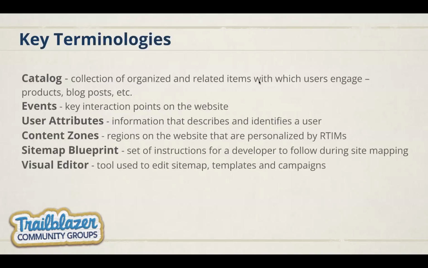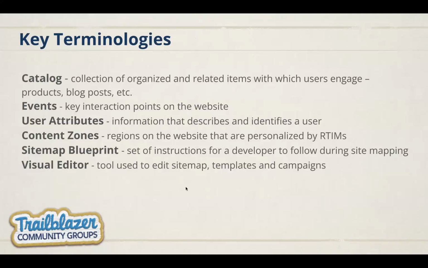So first, key terminologies. Some of these have already been covered by speakers in the previous sessions, but they'll be good to review anyways. The first one is a catalog. Catalog comes into play in the sitemap because this is one of the ways you can inject catalog objects into your personalization, the other popular way being ETL. A catalog is a collection of organized and related items with which your users engage. So this is the main business object in the website. This could be products, blog posts, etc.